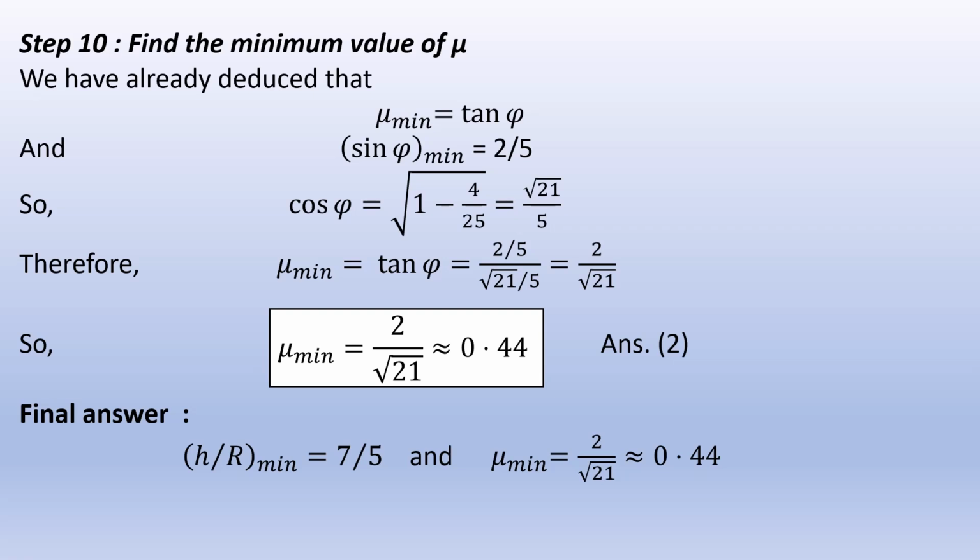So after simplifying it, we get the approximate value of mu minimum is equal to 0.44. This is our final answer too. So both of the final answers are h upon r minimum is equal to 7 upon 5 and mu minimum is equal to 0.44.